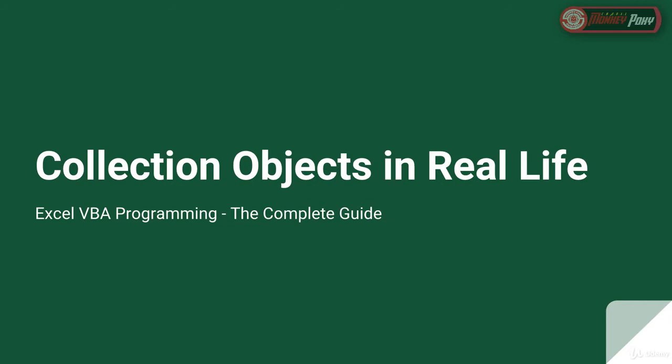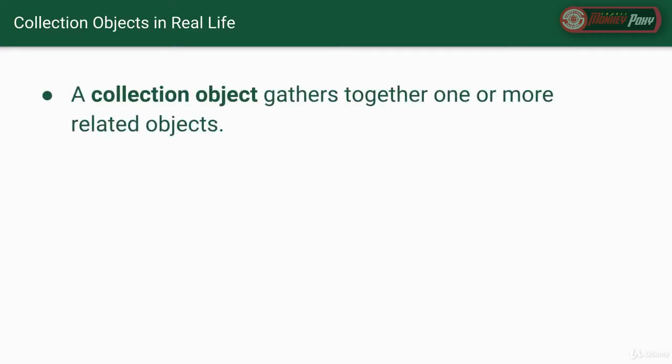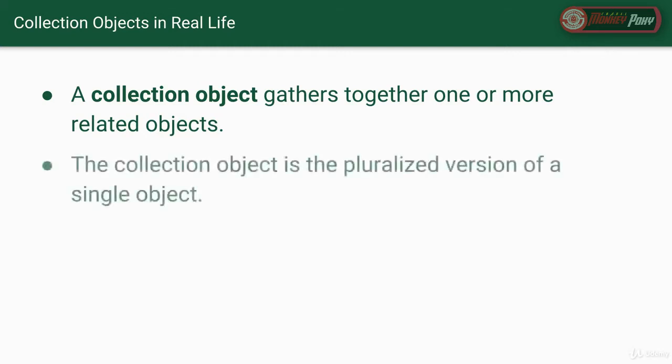Now, VBA, in addition to the concept of a single object like a bicycle, has the concept of a collection object. A collection object gathers together one or more related identical objects, okay? And syntactically, in VBA, a collection object is always going to be the pluralized version of a single object. Let me provide you with a more concrete example.